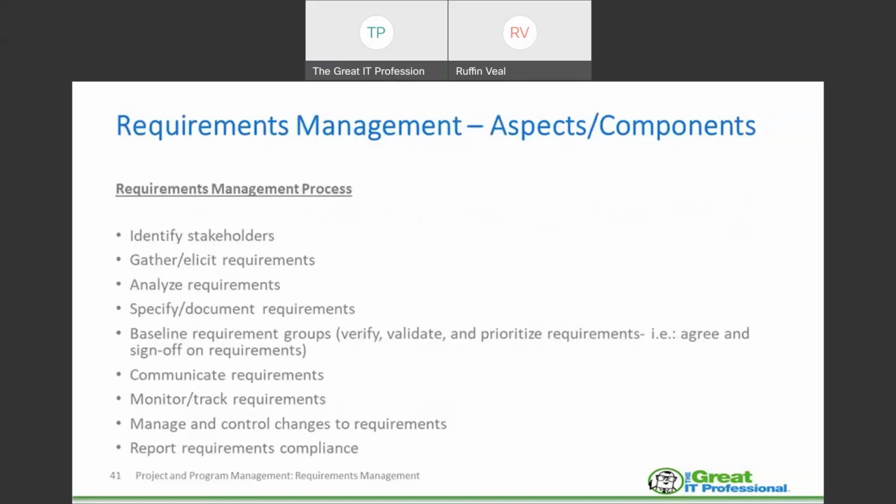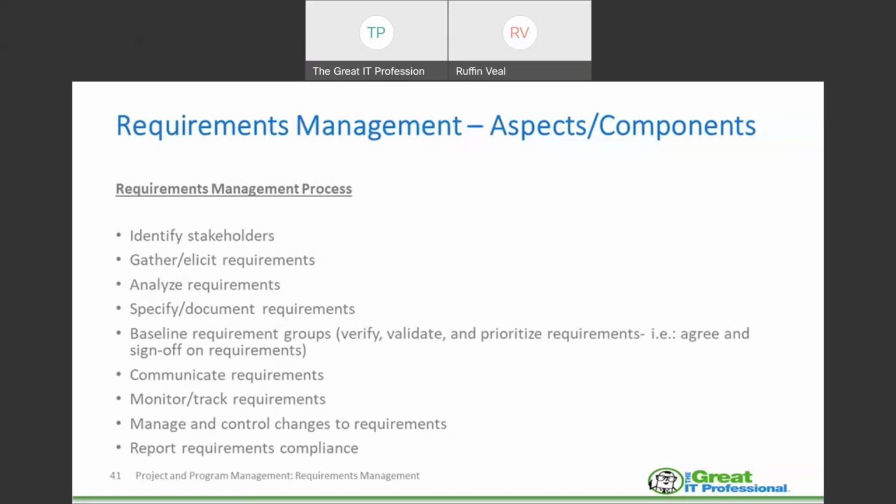If you look at requirements management, there are certain aspects and components, and there's a process involved here. What I've listed here are elements of that requirements management process. All the things I have here are part of that process. Down at the bottom there, I've got two that I want to emphasize: monitor and track those requirements, and manage and control changes to the requirements. Those are the two things that we want to emphasize when we're talking about the management process. It all boils down to those.